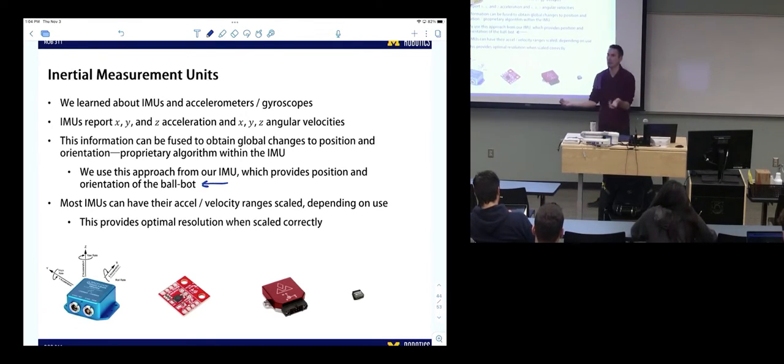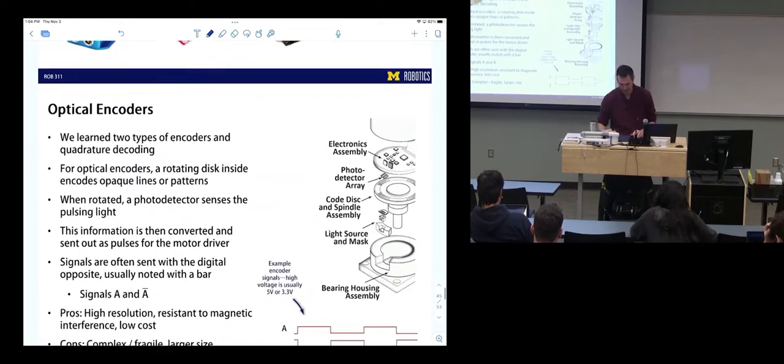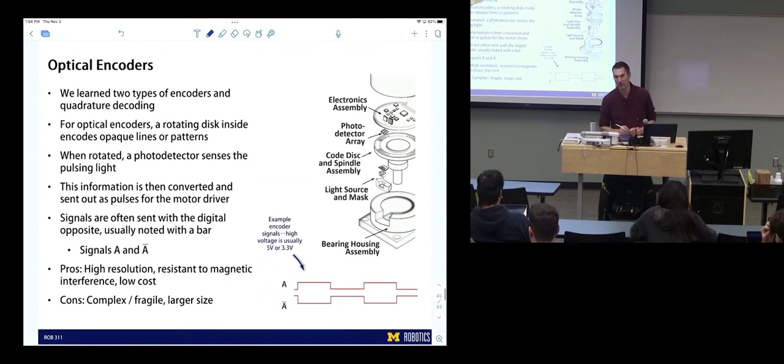So we use their internal digital motion processing engine, DMP, inside the MPU 6050. That's what gives us your ballbot's orientation. We don't have to worry about it. It's all done for us. So that's awesome. We talked about different types of encoders. This you definitely have to know. We learned a few types of encoders, and quadrature decoding.